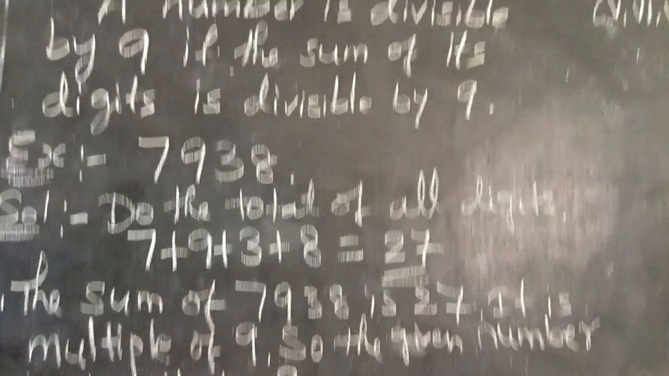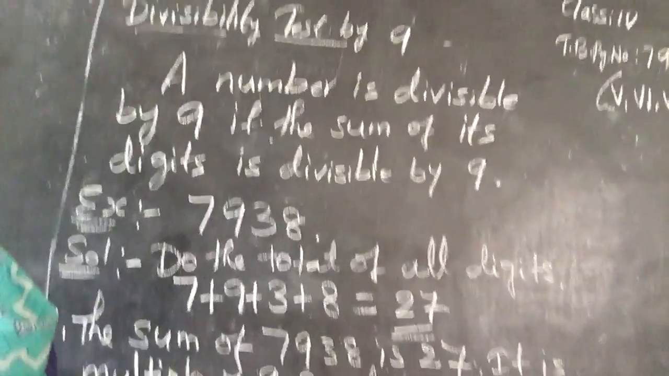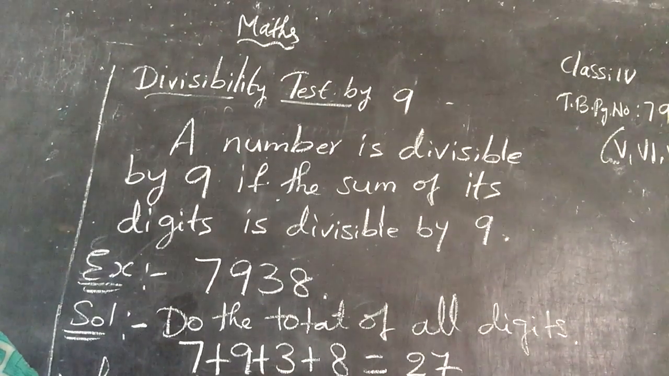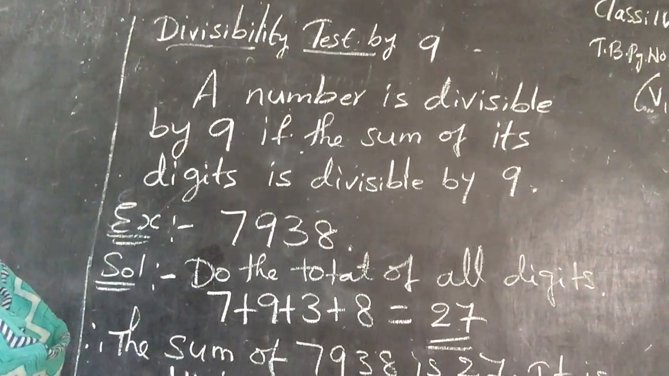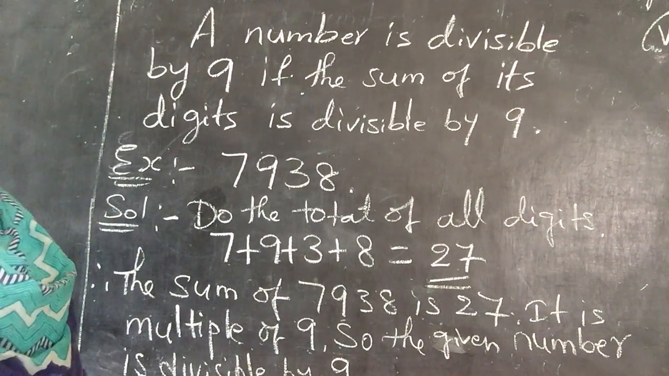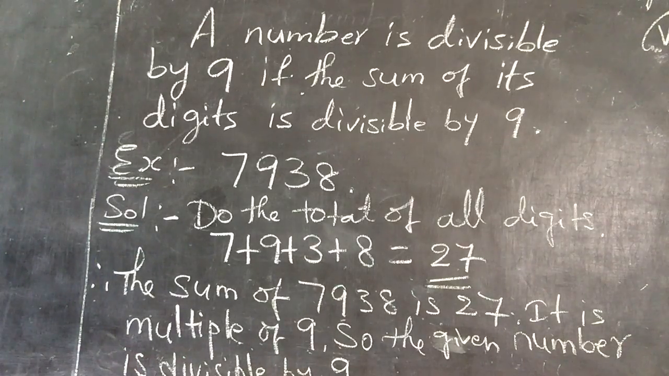Last rule. Write down the next heading: divisibility test by 8.